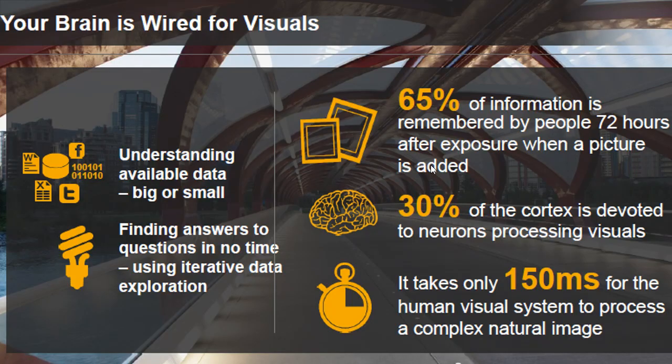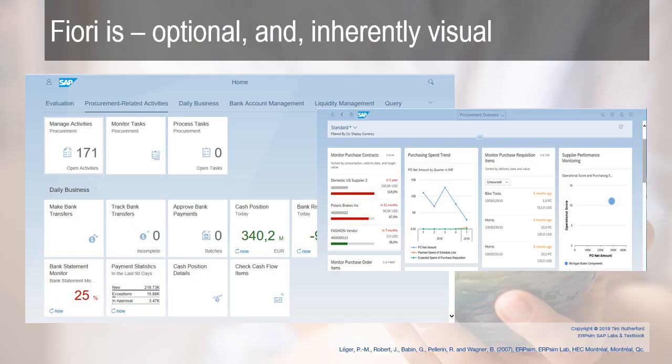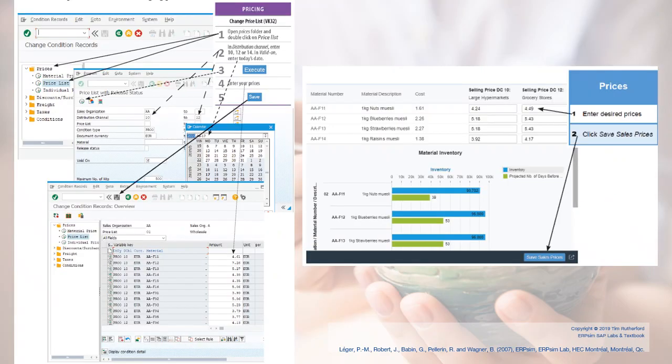The other part of it is your brain is wired for visuals, and SAP Fiori, which goes right on top of S4HANA, is visual in nature. And this is the user dashboard within Fiori. It has some information on it. It has some analytics built in. You click on these and go into reports or apps, and they are also potentially visual in nature.